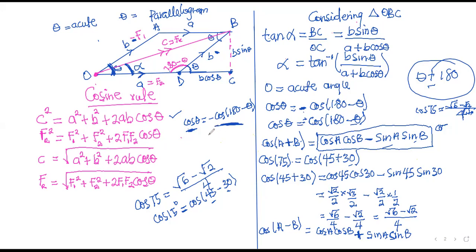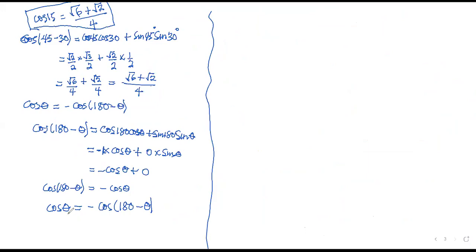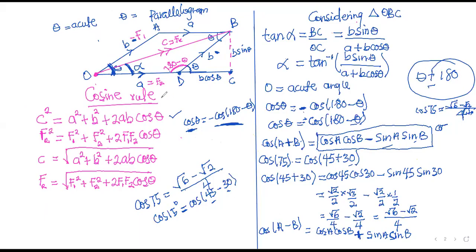So once we have realized that cos theta is also equal to negative cos 180 minus theta, we want to substitute negative cos 180 minus theta in place of this to express the cosine rule in a different form. Class, are you with me? Yes, sir.